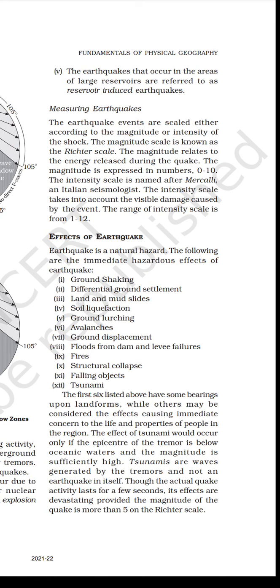The effect of the tsunami would occur only if the epicenter of the tremor is below oceanic waters and the magnitude is sufficiently high. Tsunamis are waves generated by the tremors and not an earthquake in itself. Though the actual quake activity lasts for a few seconds, its effects are devastating provided the magnitude of the quake is more than 5 on the Richter scale.